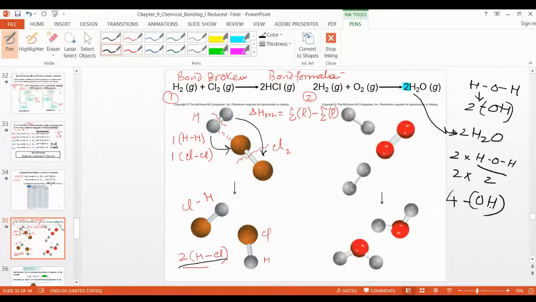Is this clear? Yes, doctor, clear. Why did I put 4? Because there is already 2 for OH, and the 2 for the coefficient. Exactly. So be careful.